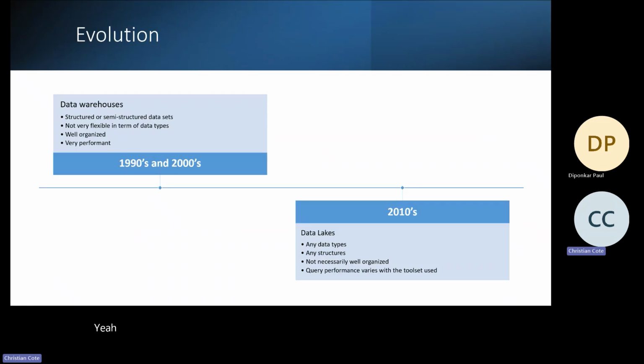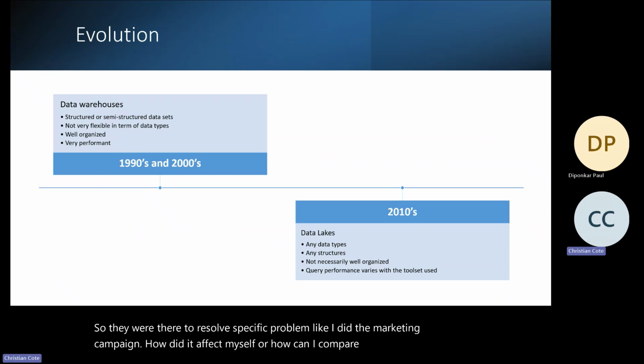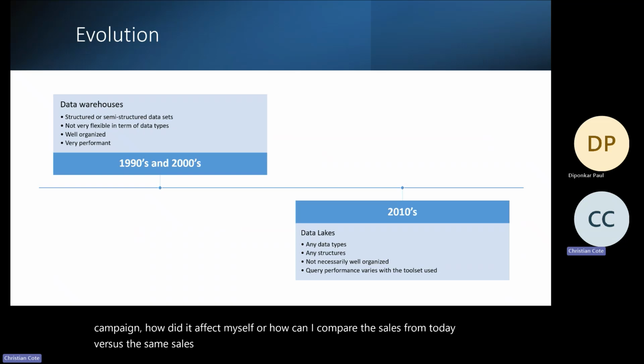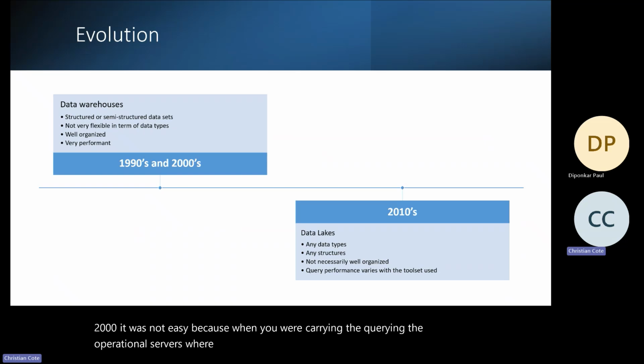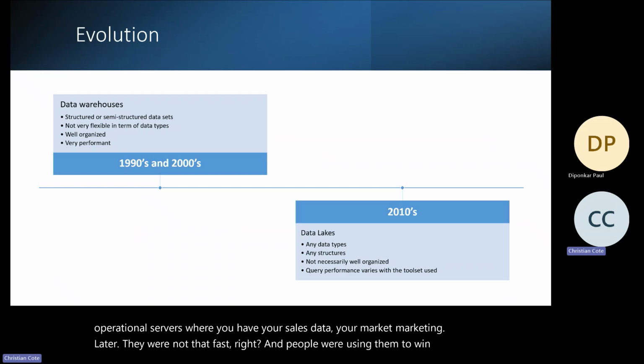So they were there to resolve a specific problem. Like I did a marketing campaign. How did it affect my sales? Or how can I compare the sales from today versus the same sales last year at the same day? You might think it's trivial to do these days because our systems are fast. But in the 1990s and 2000, it was not easy. Because when you were querying the operational servers, where you have your sales data, your marketing data, they were not that fast, right? And people were using them to enter data.